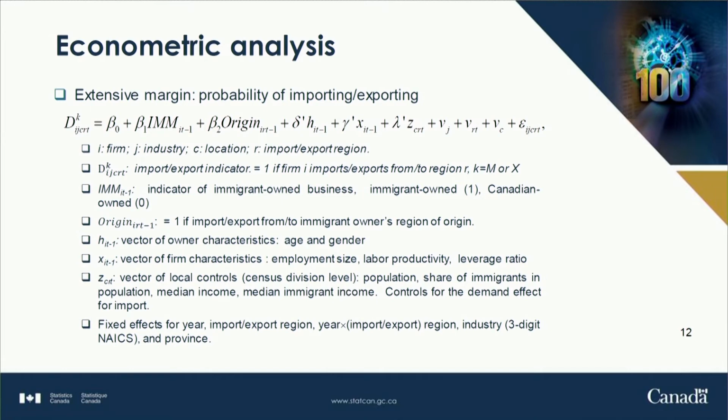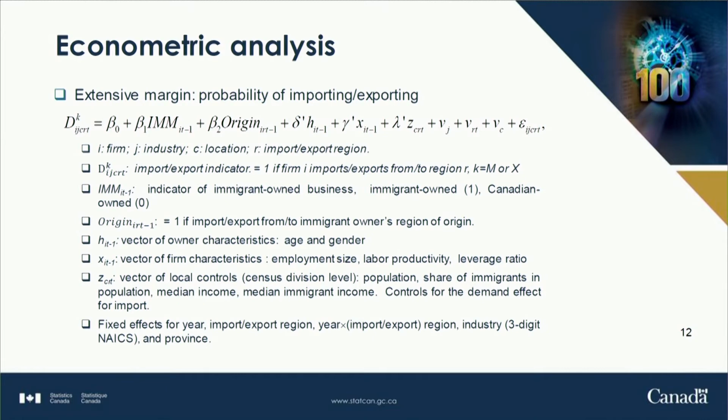The origin variable is another variable, which is whether the traded region is the same as the business owner's region. Besides that, we also control for the owner's characteristics, age and gender. We control for firm characteristics, employment size, labor productivity, and leverage ratio, and we also control for the local labor market, including the population, immigrant share within the same area where the firm resides, the median income, and immigrant population. So we control for the local demand effect.